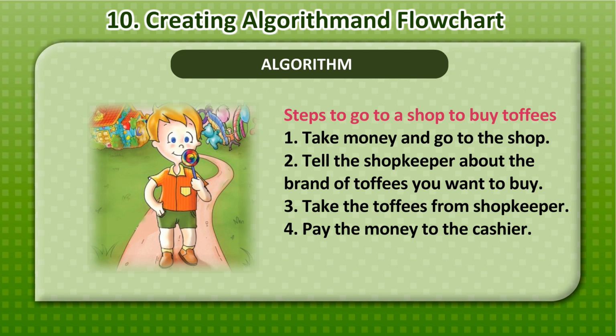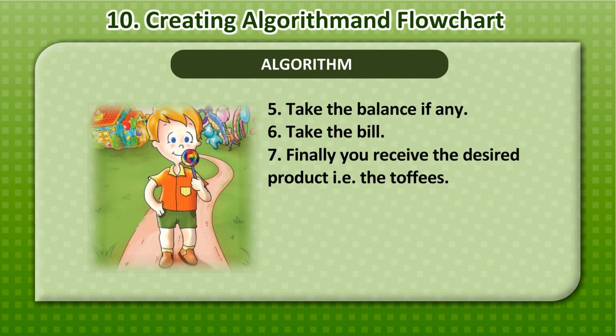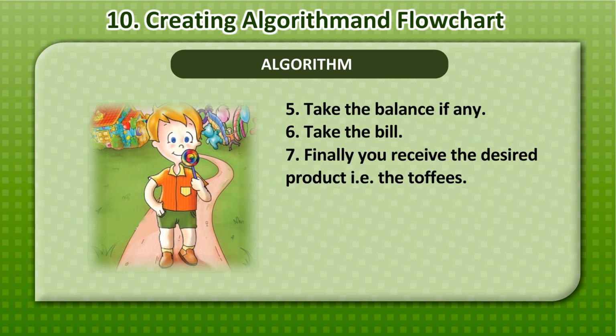2. Tell the shopkeeper about the brand of toffees you want to buy. 3. Take the toffees from the shopkeeper. 4. Pay the money to the cashier. 5. Take the balance if any. 6. Take the bill. 7. Finally, you receive the desired product, that is, the toffees.